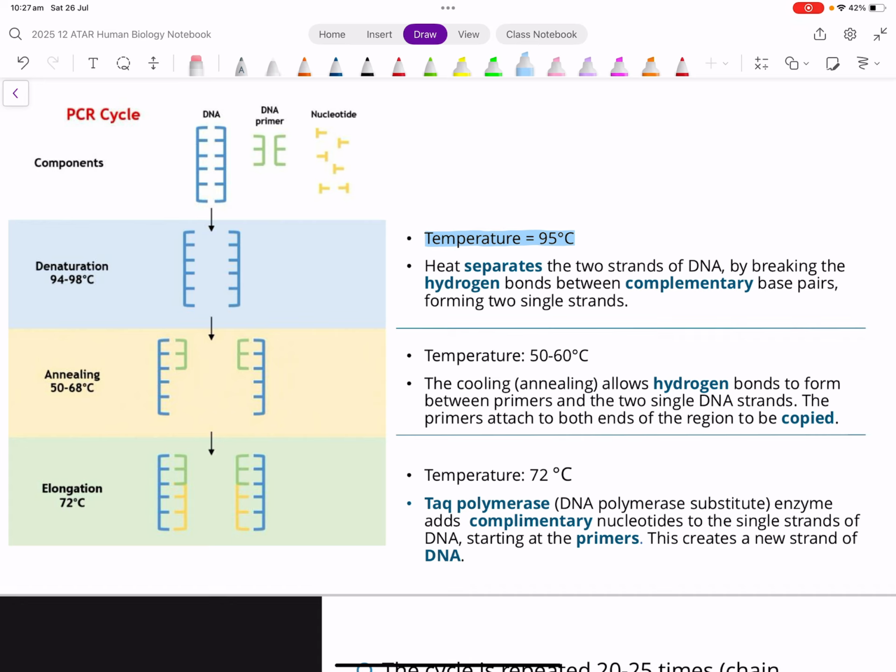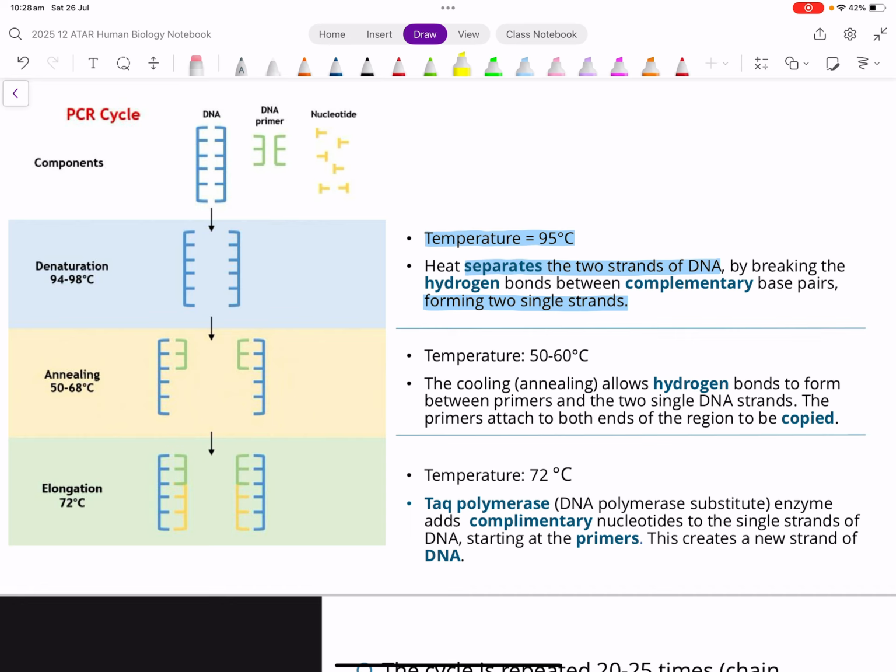Now what happens during denaturation is we have the separation of the two strands of DNA. This temperature allows us to break the hydrogen bonds between complementary base pairs, and the key part for us is that this is going to form two single strands of DNA. We can see this represented in the diagram on the left, where we originally have our double stranded piece of DNA, and now we have two single stranded pieces of DNA. Now we can use these two single strands in our next process, annealing.